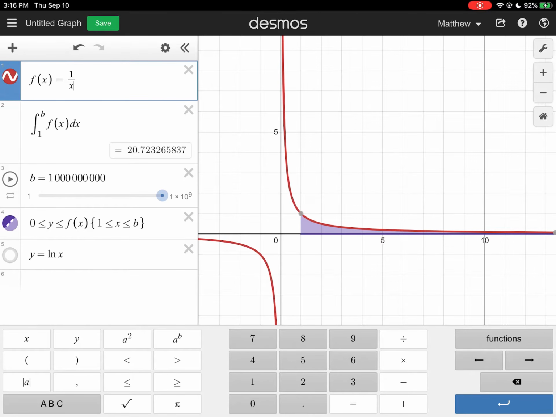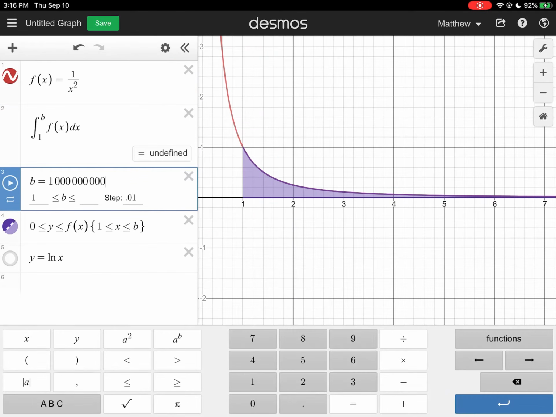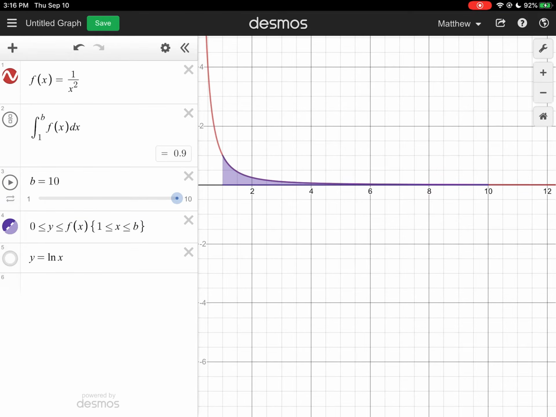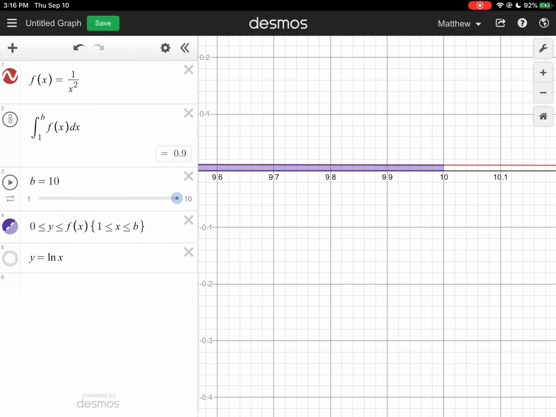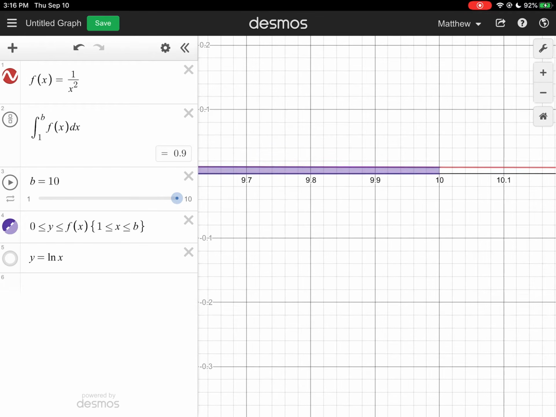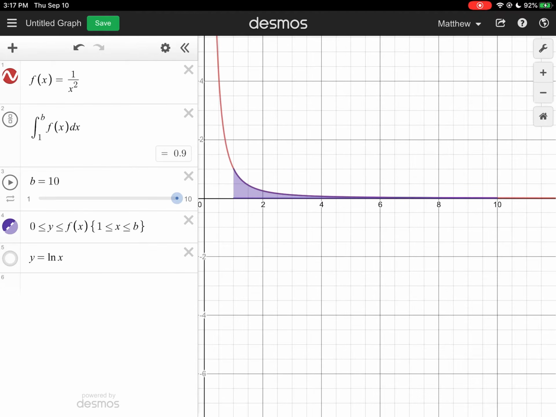Instead of 1 over x, let's do 1 over x squared. Let's go back down to just 10. Okay, so over here at 10, we're already so close to the x-axis, you really have to zoom in to see that the shading stopped at 10. But currently, the amount of area that's shaded right now from 1 to 10 is 0.9.